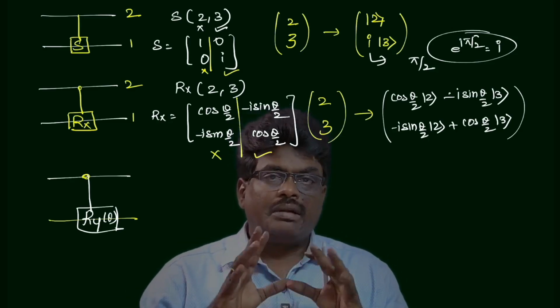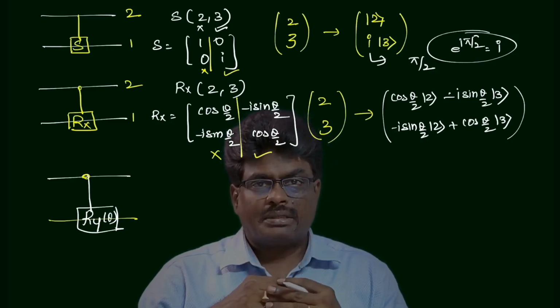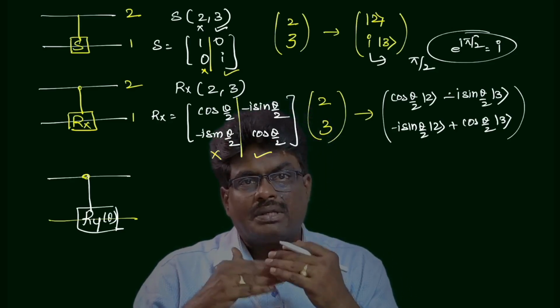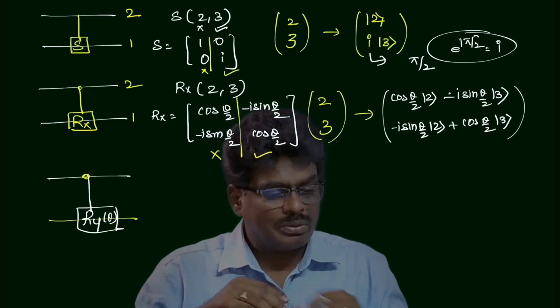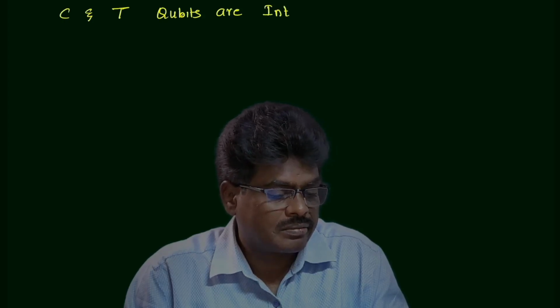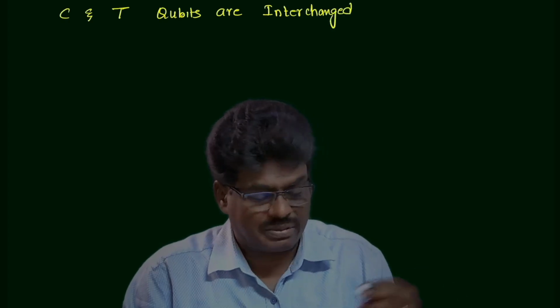Okay, so here we have seen this control U operation, that is a 2 qubit quantum gate. Now sometimes the control and the target bits will be interchanged. Then how to proceed with this new technique? Okay, so let me take that. Sometimes control and target qubits are interchanged. Then how to do this?